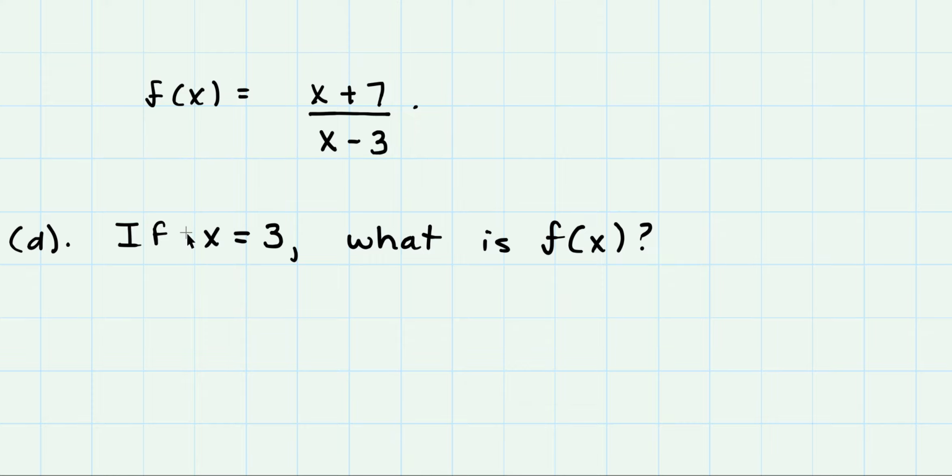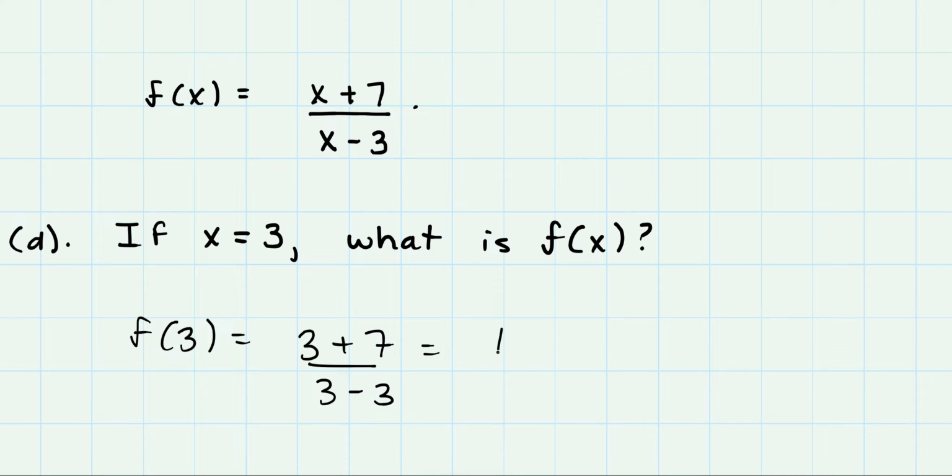Okay. If x is equal to 3, what is f of x? Well, this is exactly what I just did a second ago. So you can say f of 3 is equal to 3 plus 7 over 3 minus 3, which is 10 over 0. Okay, so this is not in the domain. Before I had even done this, I should have remembered what numbers were in the domain. Because this is not in the domain, we're going to get an error. This is undefined.